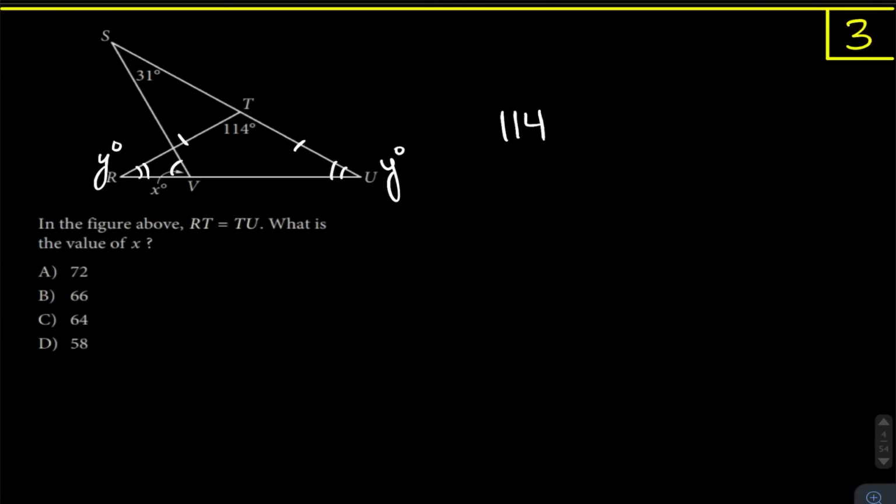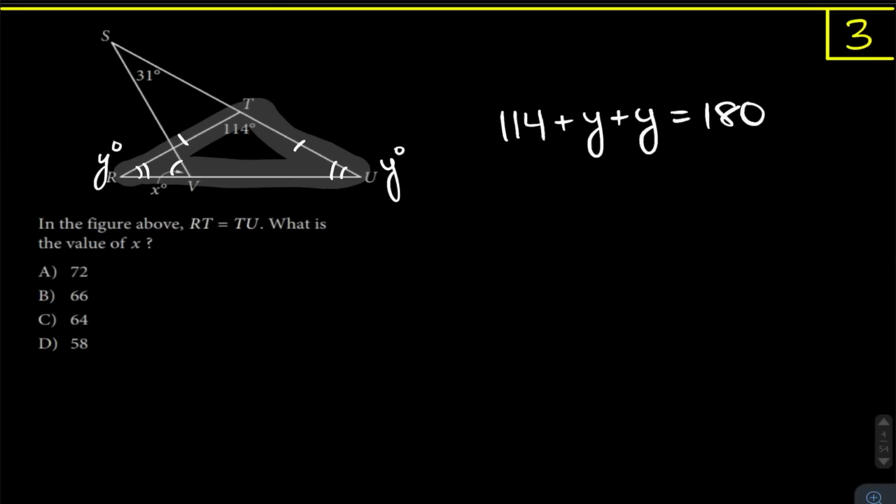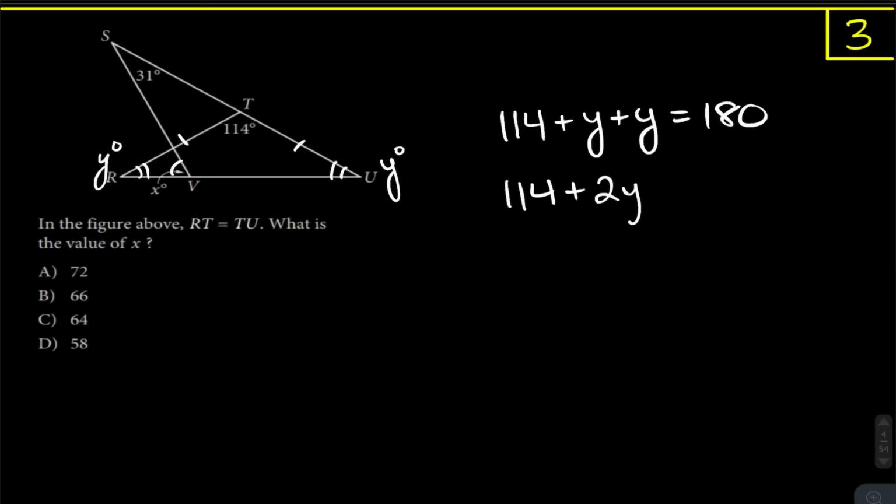is say that 114 plus y is going to equal 180, because all the angles in this triangle add up to 180. That's going to be a great way for us to find what y is. So we add these up, this is 2y, and then we can subtract 114 on both sides.